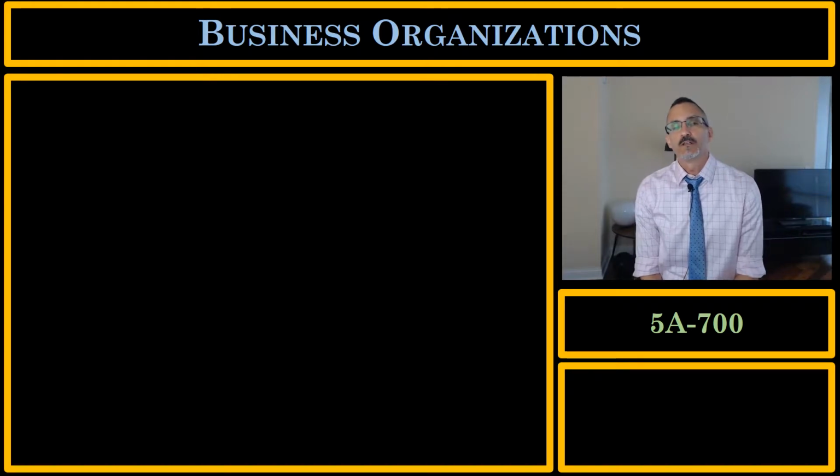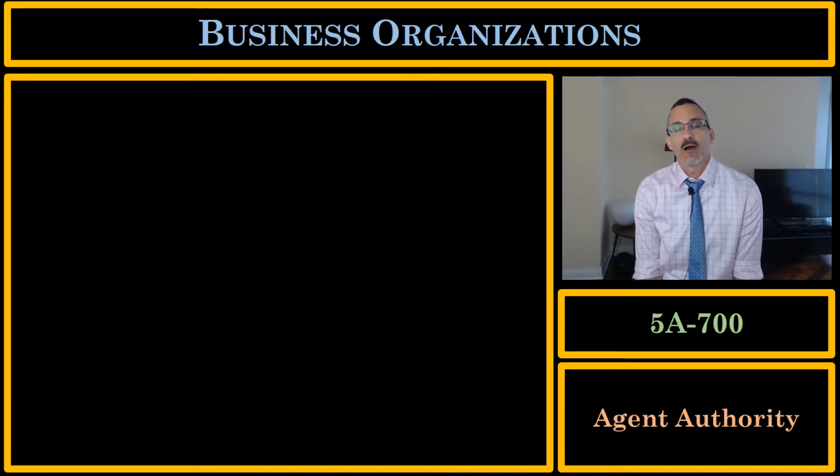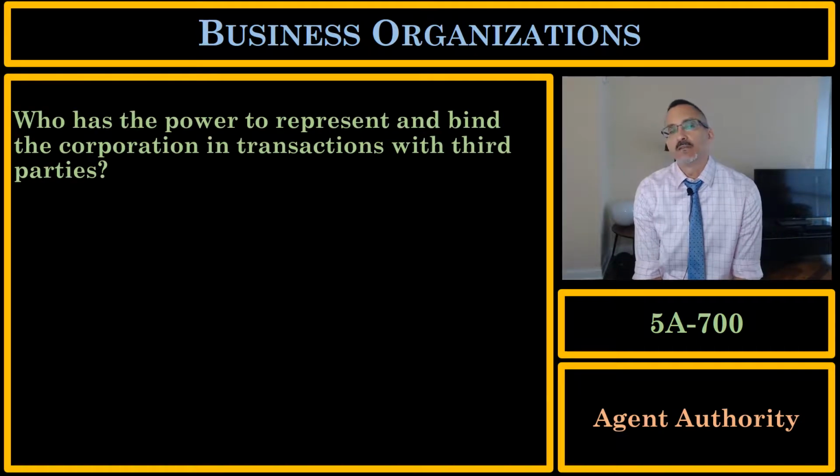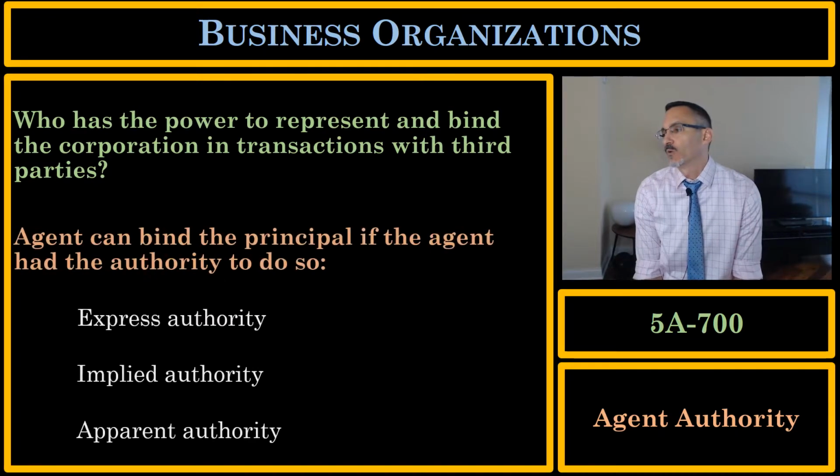All right, we've alluded to it several times up to now. Let's talk about agency authority, agent authority. When will a person have the power to bind the corporation, right? That person would be the agent and the corporation would be the principal. Who has the power to represent the corporation in transactions with third parties? That's effectively what we're asking. Who has the power to bind the corporation?